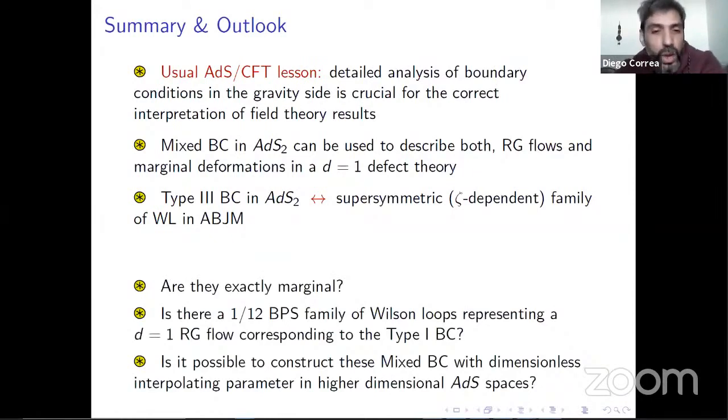Okay, and then there are a few questions you could ask. Whenever you have these boundary conditions with a dimensionless coefficient, are they always exactly marginal? You need to consider the completion of the theory. In looking for the good boundary conditions, we found this type 1. We said they don't have enough supersymmetries, but they are there. So the question is, is there any Wilson loop describing this other kind of boundary condition, or can we extend this analysis of mixed boundary conditions with dimensionless parameters to higher dimensional spaces? I don't know. There are many other questions, but I think I'm over time, so I will stop here. Thank you very much.